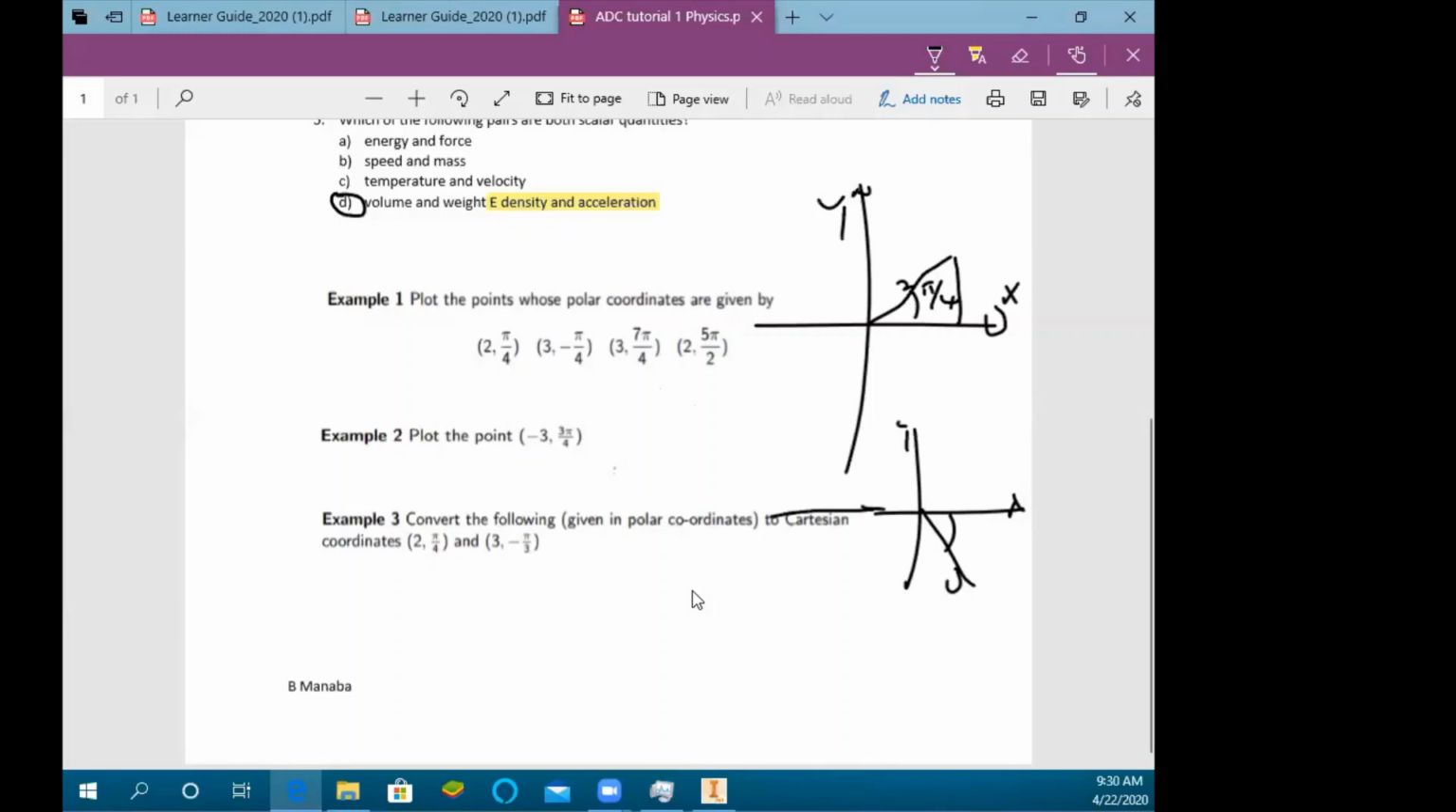What is 7 pi over 4? It's 7 times 180 divided by 4, which is 315. This angle here is 315 degrees. Is that clear?